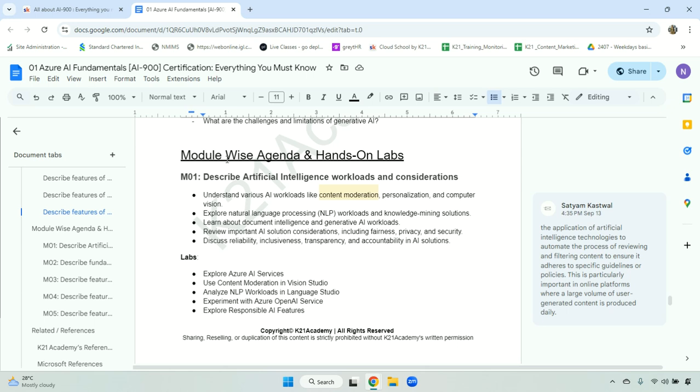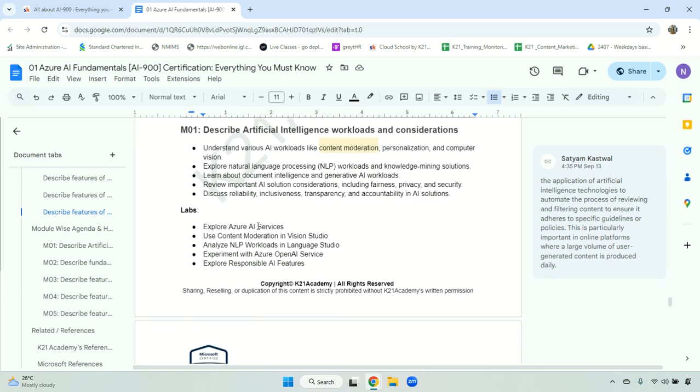Moving to the next part, which is the module-wise agenda and hands-on lab. When we talk about the module-wise agenda and hands-on lab, what we mean is, if I'm talking about module 1, which describes artificial intelligence workloads and considerations, these are the topics we have in it. And these are the labs associated with this particular module.